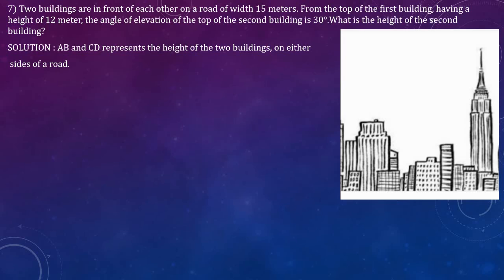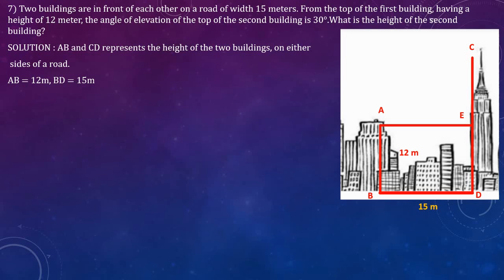Let AB and CD represent the heights of two buildings on either side of the road. Suppose this is AB and this is CD, two buildings which are facing each other and situated on either side of the road. Let BD be the width of the road, which is 15 meters. So AB is 12 meters and BD is 15 meters, as given.